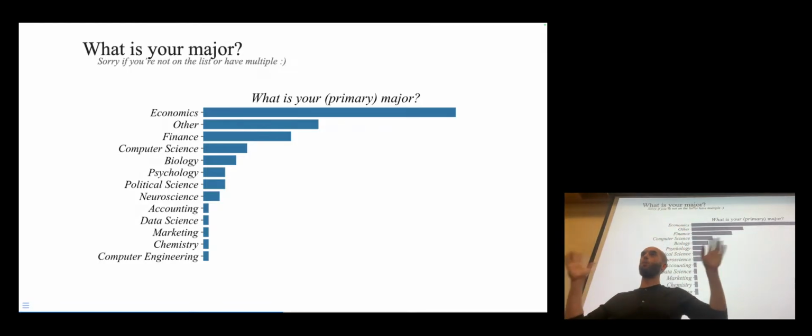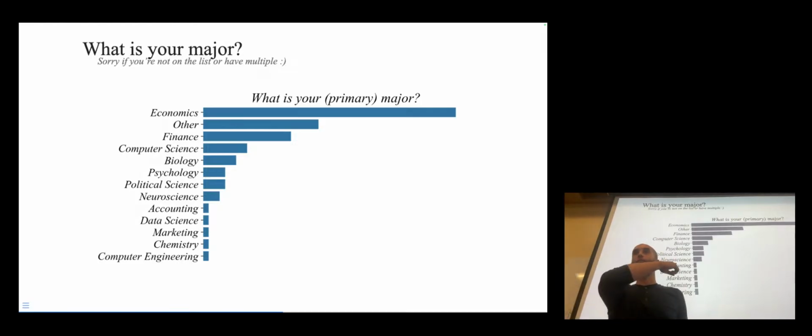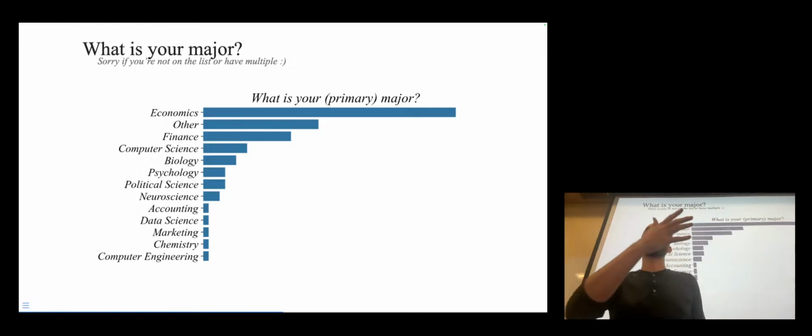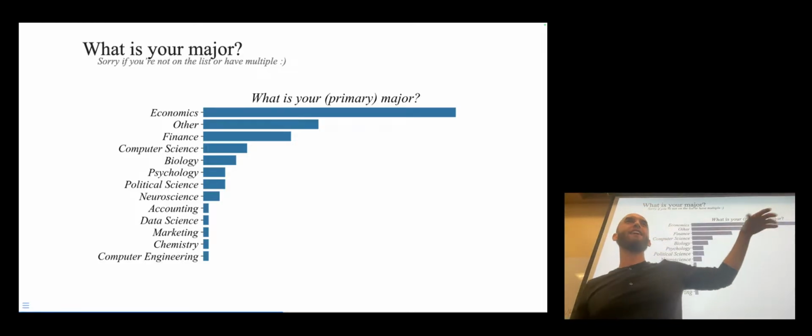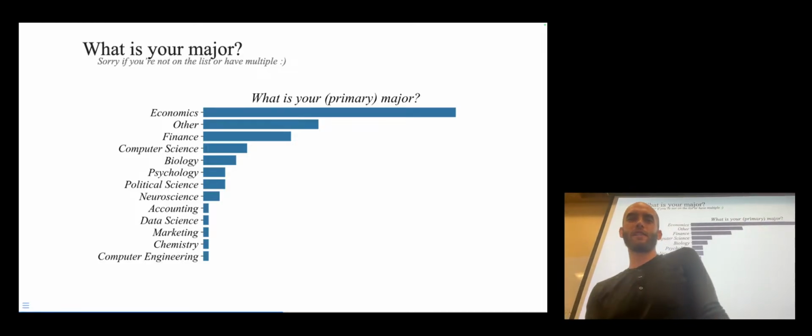This shows two things. One, most people in the class are majoring in econ, and two, I can't predict all of the majors on the list. A lot of people are in other. As I said, deep apologies for this. I should have collected which major you actually are, and just had you report that. So this is interesting. Finance is the second most common primary major, and then a lot of computer science.